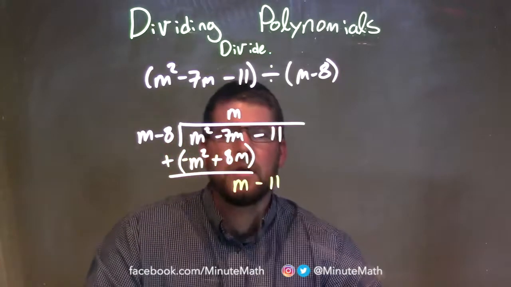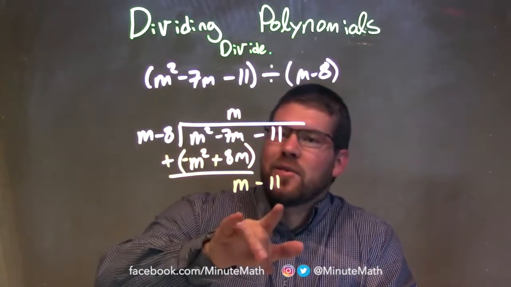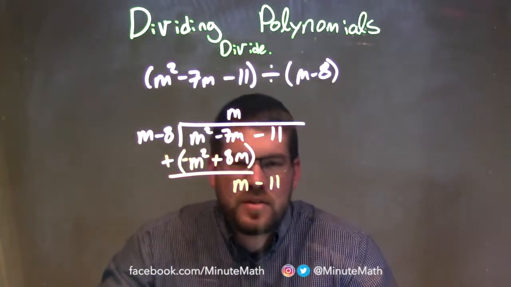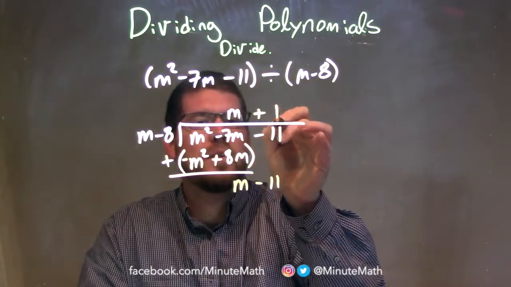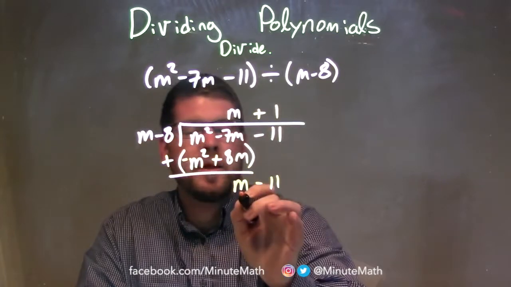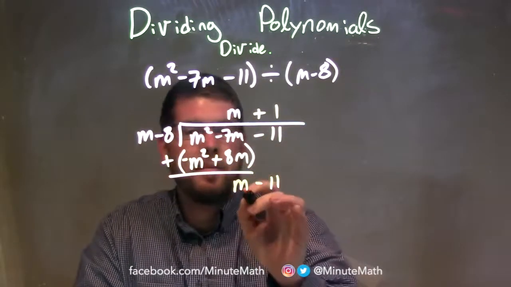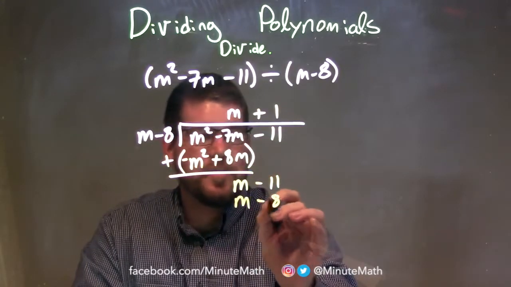Okay? And so now we do the same thing. What times m gives me m? And first it's like, well, what is it? Well, it's just 1, right? A positive 1. If we take a positive 1 times m, it gives me m. So we have 1 times m gives me this m here, and 1 times minus 8 is a minus 8.